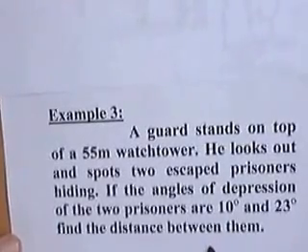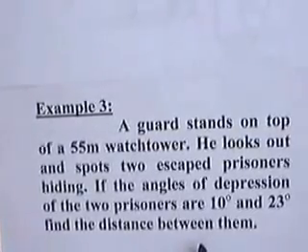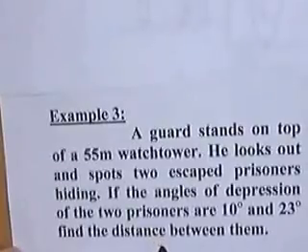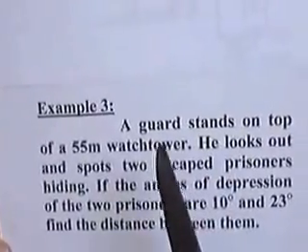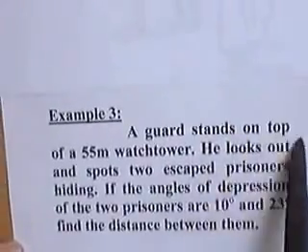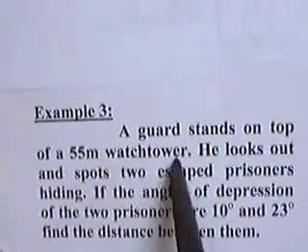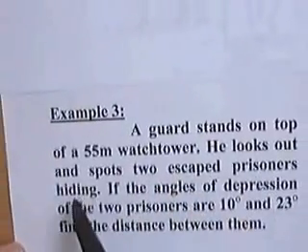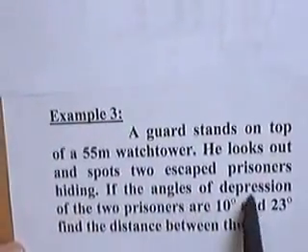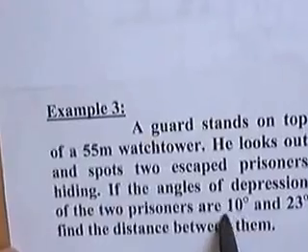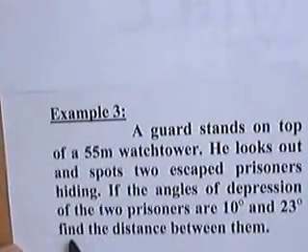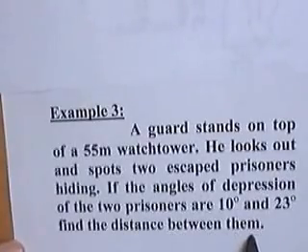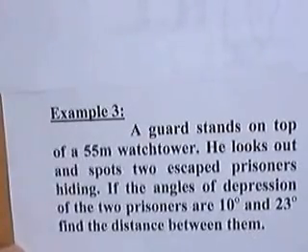I will put the diagram up in a second, but it's very good practice mentally if you can figure out from the description what the diagram should be. Okay, let's see what it says. A guard stands on top of a 55-meter watchtower. He looks out and spots two escaped prisoners hiding. If the angles of depression of the two prisoners are 10 degrees and 23 degrees, you've got to find the distance between them. So find the distance between the prisoners.